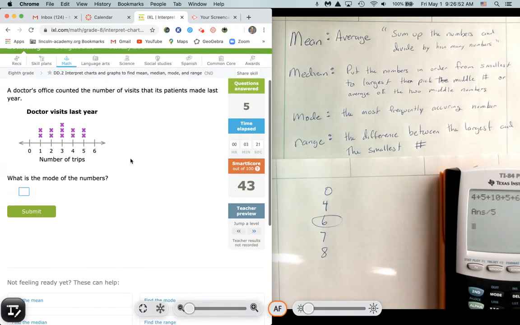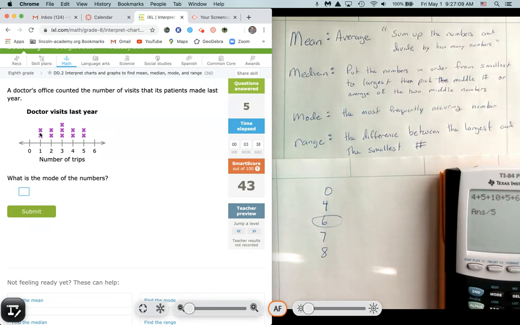This one here is a dot plot. And now we have to be careful that we realize what they're talking about. So when we talk about the mode, the most frequently occurring, don't think that, hey, look, I got 2, 2, 2, and 2, so 2 is most frequently occurring. No, that's not how it's represented.